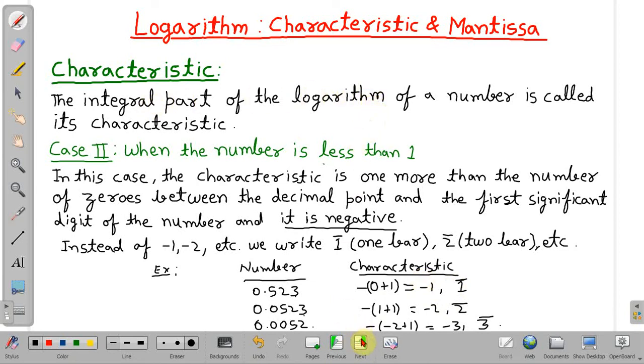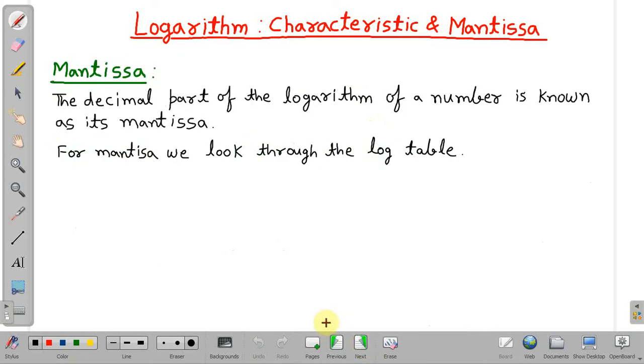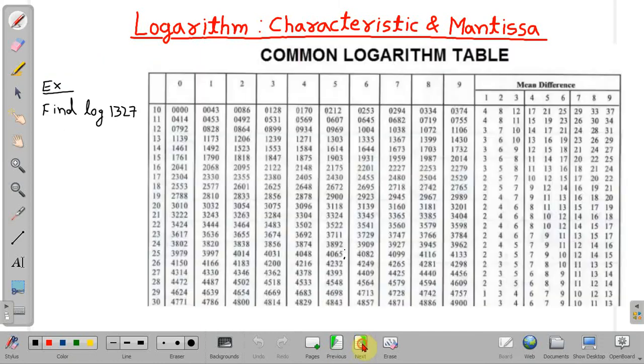Okay, now we will see the mantissa. So what is the mantissa? See, the characteristic is the integral portion of the logarithm of a number, while the mantissa is the decimal part of the logarithm of a number. So how do we find the mantissa? We have to use a log table, and from that only we can find it. So I have arranged a screenshot of a log table so we can see how we can find the mantissa and log of a number. Okay, so this is how a common logarithm table looks. Common logarithm means the base is 10.